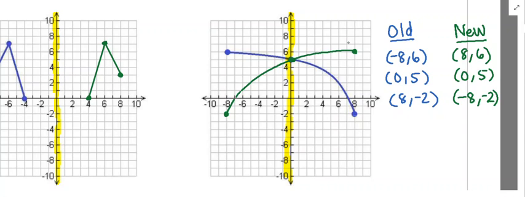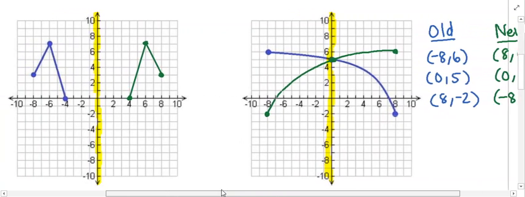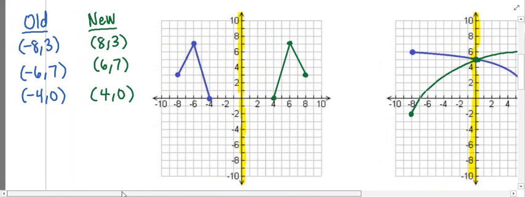Okay, now it's time to compare our old points versus our new points to see coordinate-wise what is really happening with y-axis symmetry. Okay, well, let's start with the left graph here. If you look at this, your y coordinates stay the same. So you've got 3, 3, 7, 7, 0, 0. It's the x coordinates here that are changing sign. We go from -8 to +8, -6 to +6, -4 to +4.